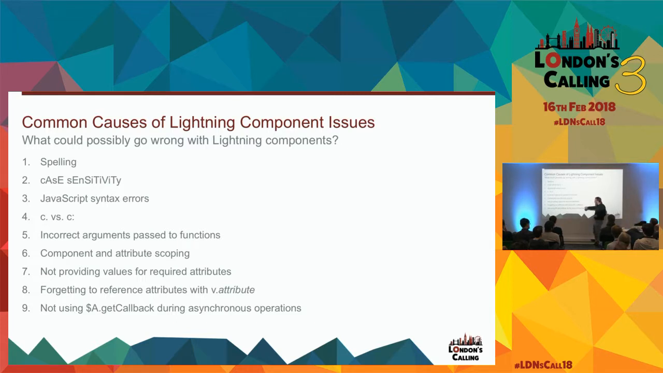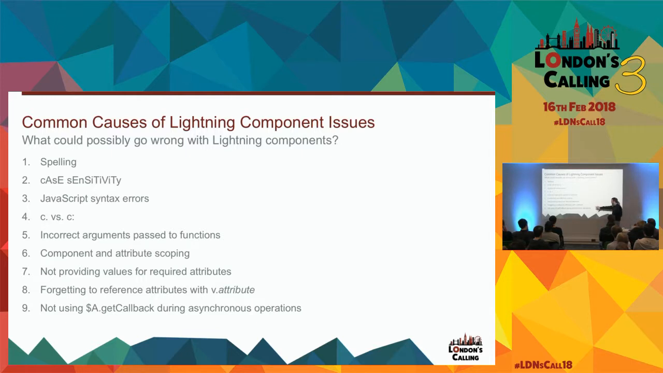v.attribute. This is another common one. Again, the compiler doesn't find this. I have an attribute. I need to reference its value. I forget to use v dot. Or conversely, and I do this all the time, if you're using Aura iteration and you have a local variable name, I typically use v dot in front of the local variable name, and then it fails. I'm like, what the hell's going on here? Oh, yeah, that's right. I don't need to use v dot here.